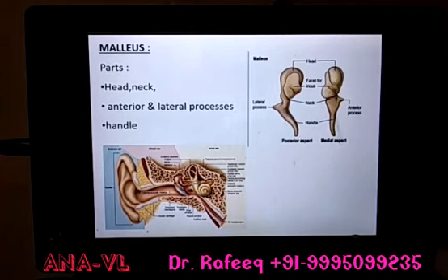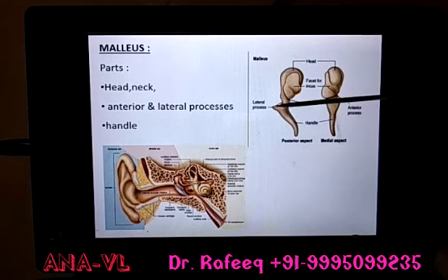Malleus got that name because of its shape. This is resembling a hammer. So because of the hammer-shaped bone, this is called malleus. What are the parts of the malleus? Malleus consists of a head, a neck, and there is a handle, a lengthy process called the handle.